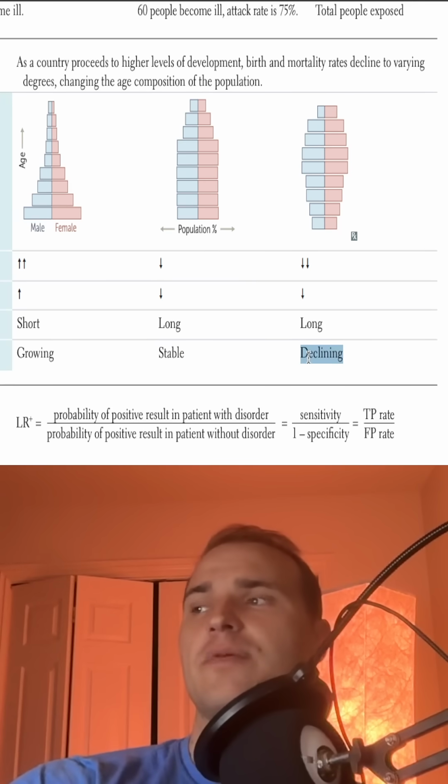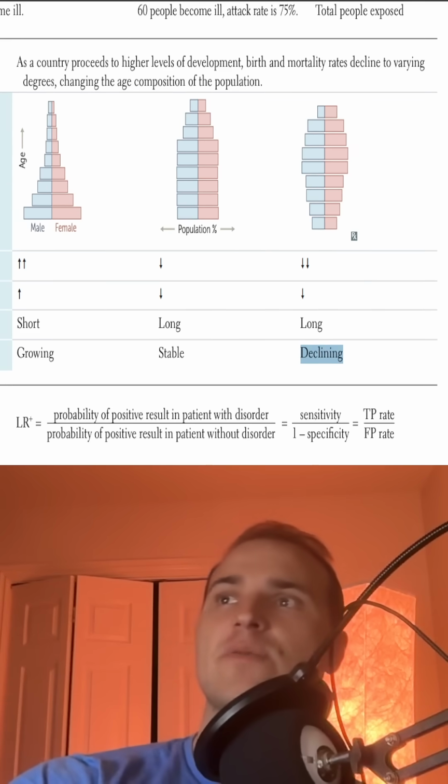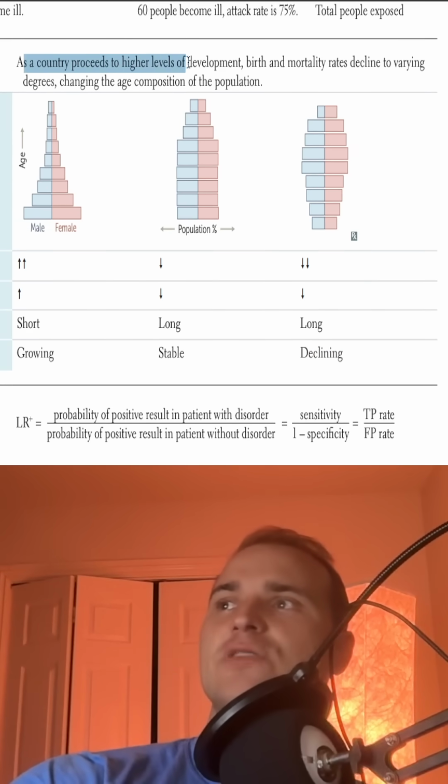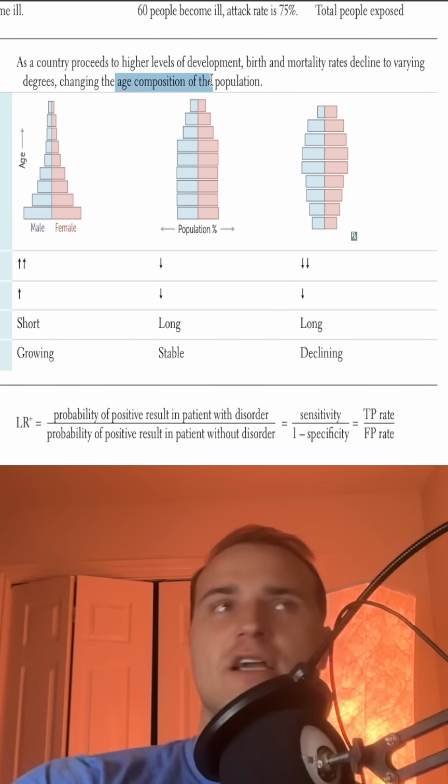And then here, the population is going to be declining because we don't have enough births, but we have a lot of old people. And so we are actually going to be seeing a decrease in the population over time. These are population pyramids. As the country proceeds to higher levels of development, birth and mortality rates will go down, changing the composition of the population.